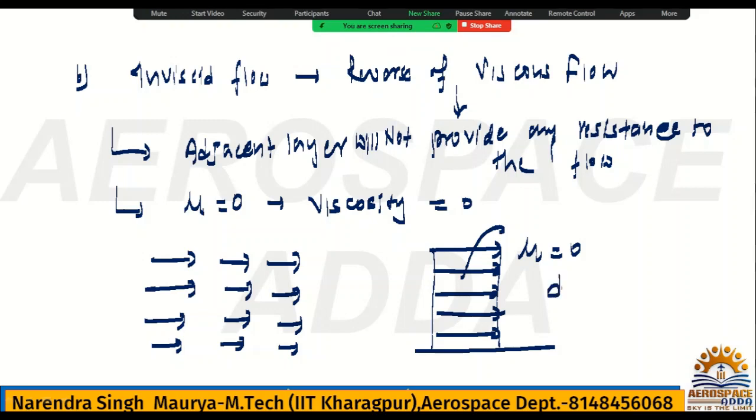The velocity gradient you will get is zero, which means it will be constant. See, du by dy equal to 0 means u is equal to constant, meaning velocity will be constant. That's the meaning of inviscid flow: the velocity profile is not going to change. It will be constant like this. So that is called inviscid flow, the reverse of viscous flow.